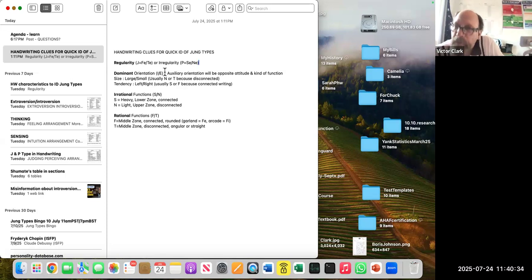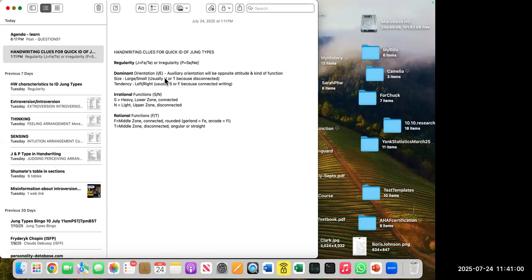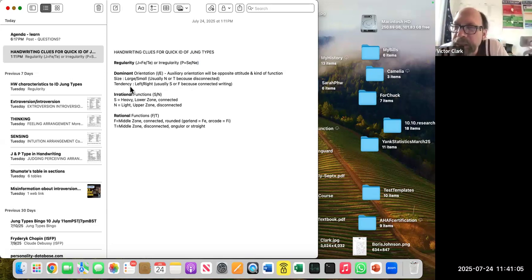So you'll find in the handwriting when that's going on that they're usually moderate. If there's a really dominant orientation, it'll be obvious. It's either going to be very big or very small, and that's related to the size, large or small. Typically, you find that with the thinking or the intuition. Or you're going to be looking at the tendency, the left tendency or right tendency.